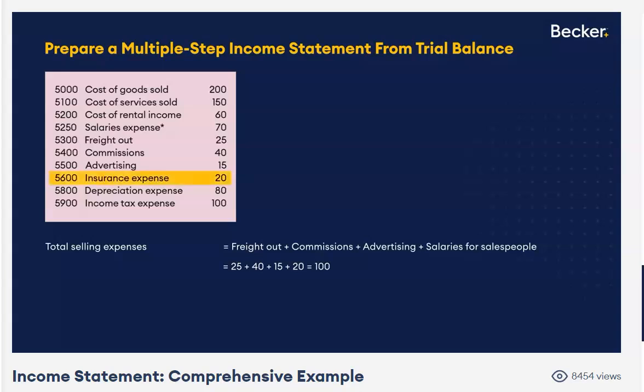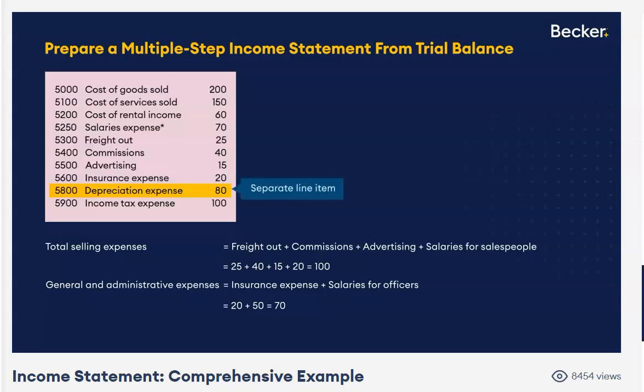Okay, now we've got insurance expense. Insurance expense is part of our general and administrative, along with the officers' salaries, which was 50. So the 50 plus the insurance of 20, that's 70 for the general and administrative. Depreciation is going to have its own separate line item, as is the income tax expense, okay? They have separate line items for those. And remember, general and administrative, you'll get examples, but your officers, your legal, your accounting, your insurance, etc. Okay, so that takes care of our 4 and 5,000 accounts.